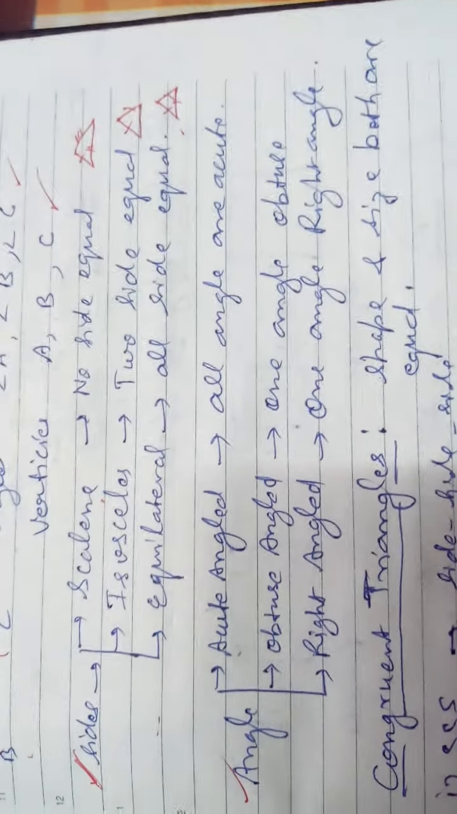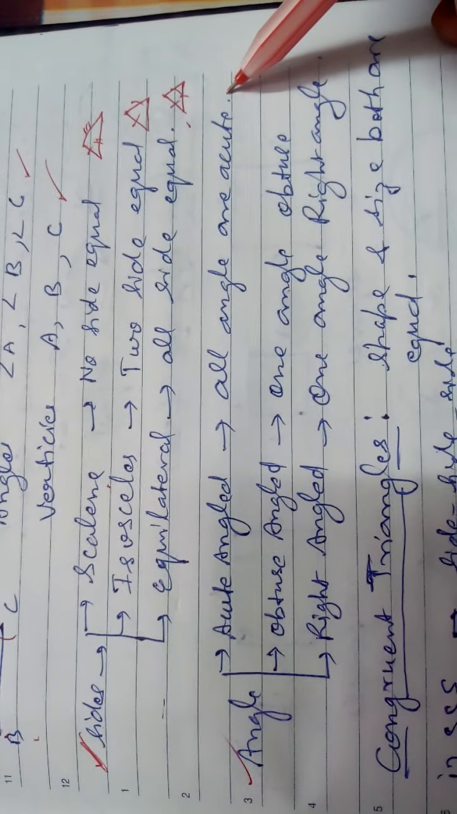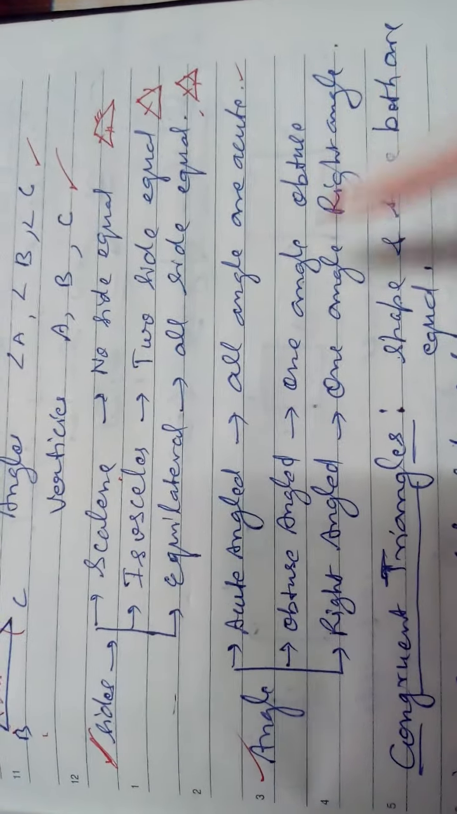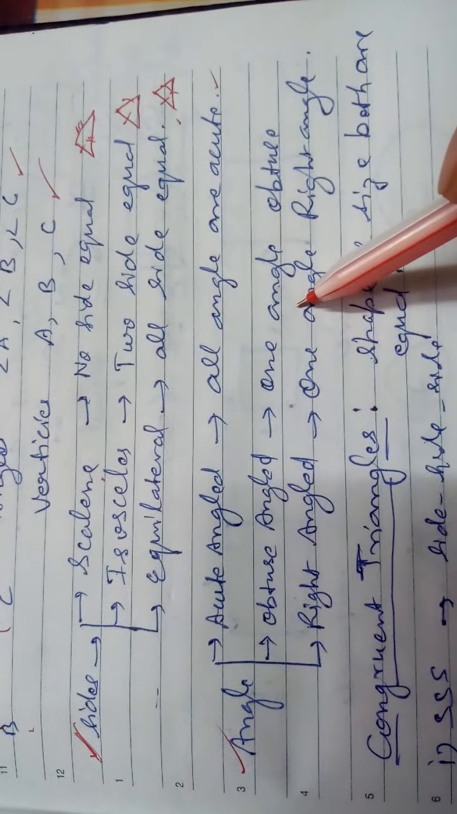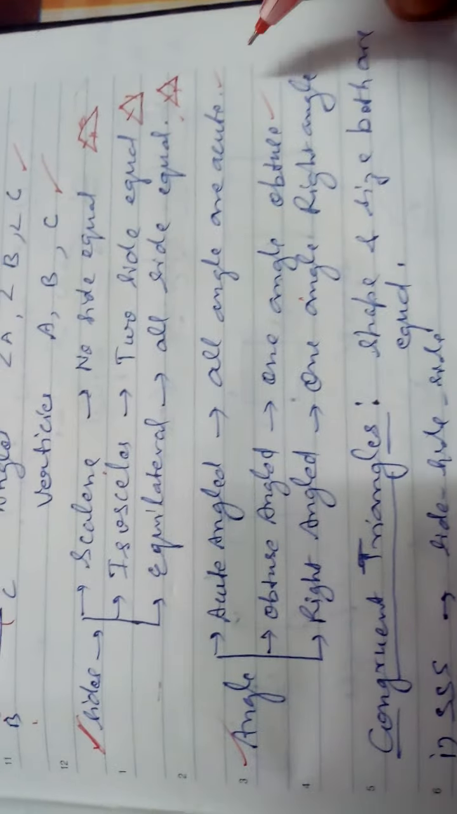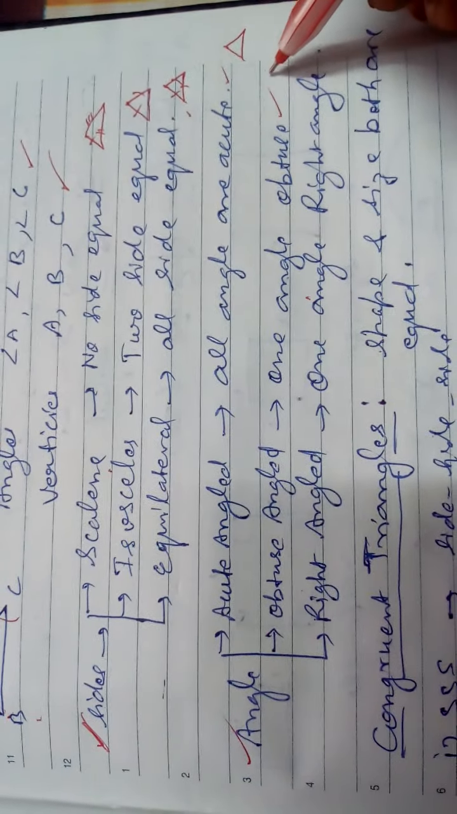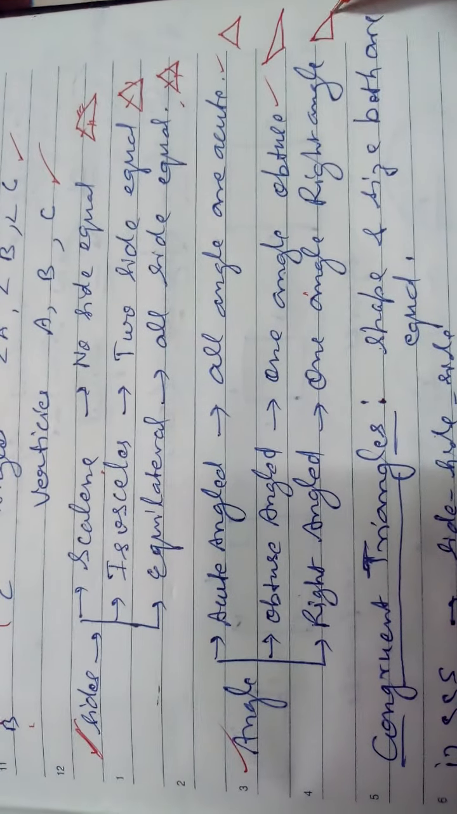On the basis of angles, triangles are divided into three types. One is the acute angle triangle, where all angles are acute. Then the obtuse angle triangle, where one angle is obtuse. And the right angle triangle, where one angle is 90 degrees.